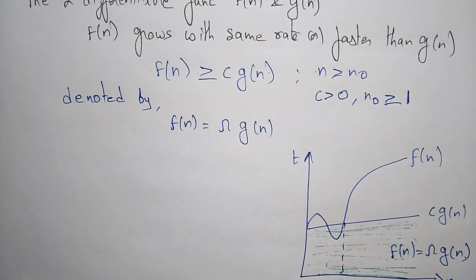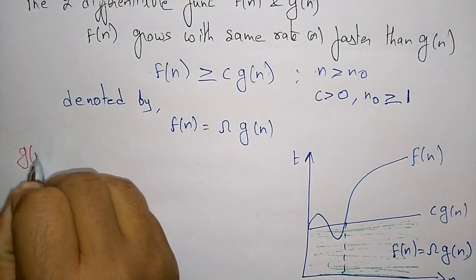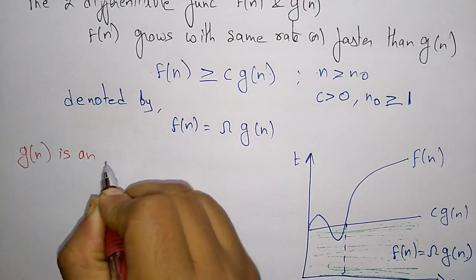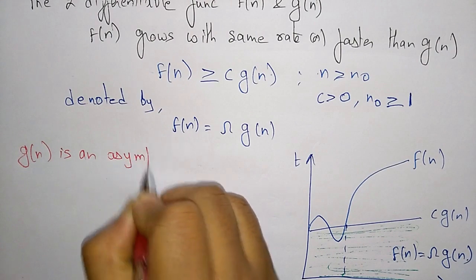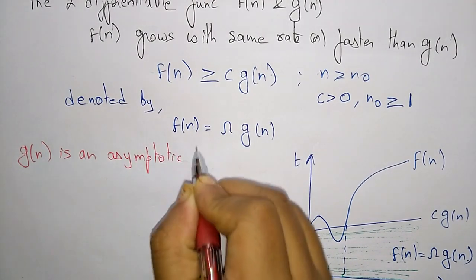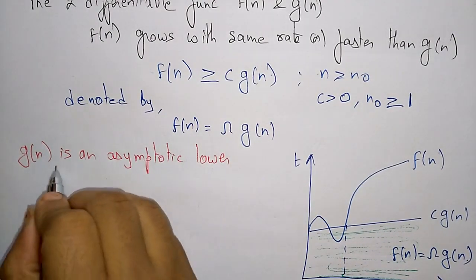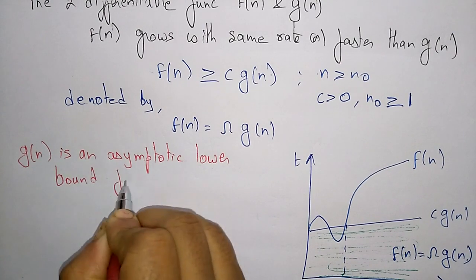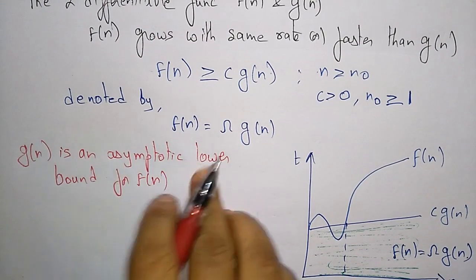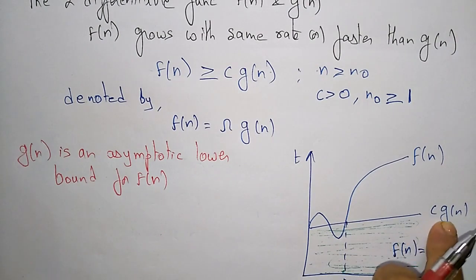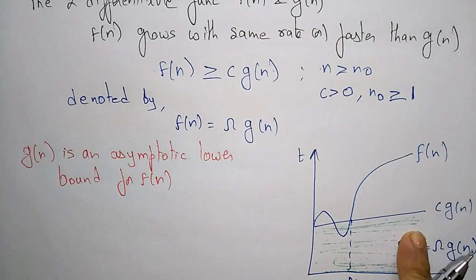So what does it represent? g of n is an asymptotic lower bound for f of n. So g of n is the asymptotic lower bound of f of n.